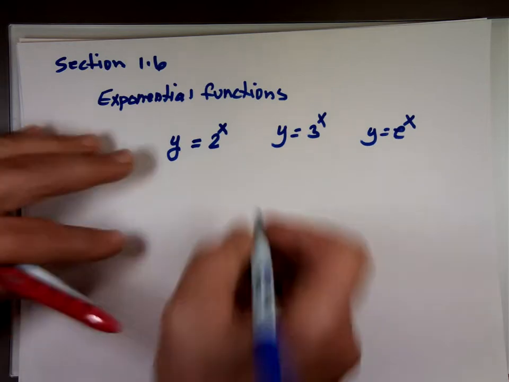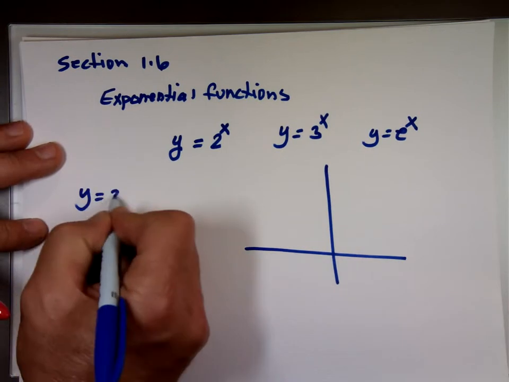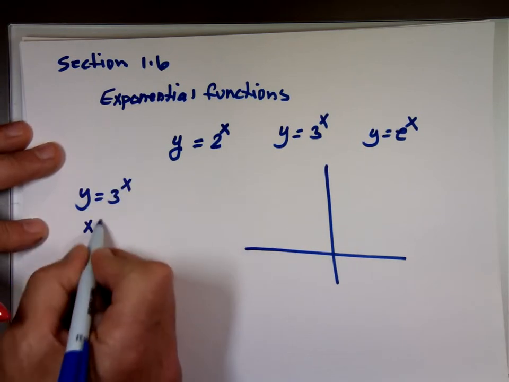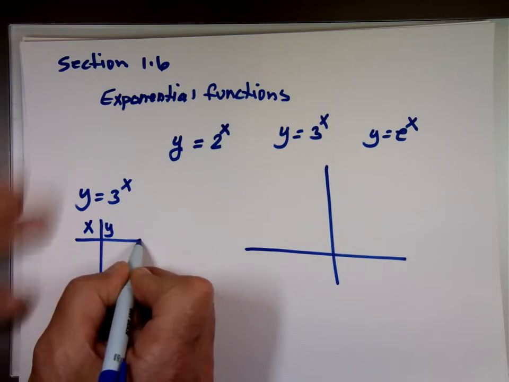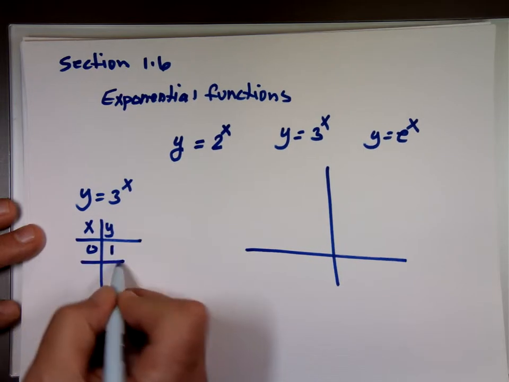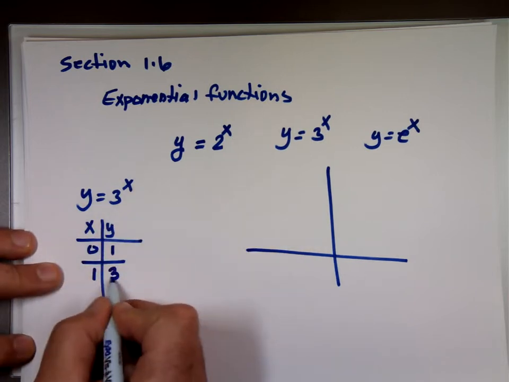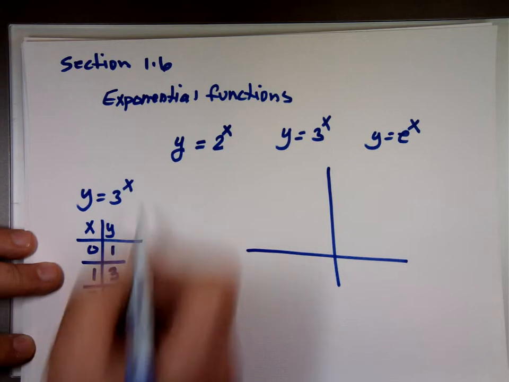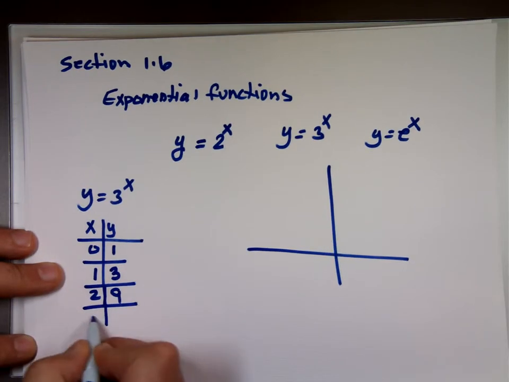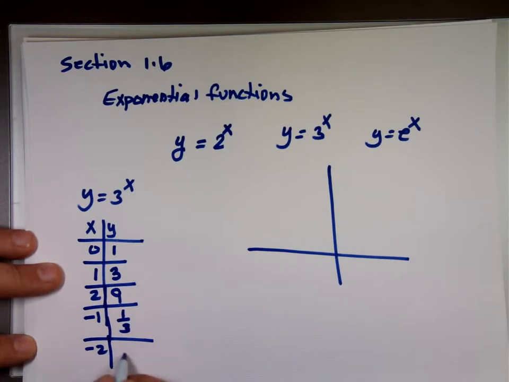If you remember from other classes, hopefully, when you graph an exponential function, for example y equals 3 to the x, quickly I'll make a table, x versus y. When x is 0, what is 3 to the 0? 1. How about 1? When x is 1, what's 3 to the 1? 3. When x is 2, what's 3 squared? 9. When x is minus 1, 3 to the minus 1? 1/3. Very good. When x is negative 2, 1/9.